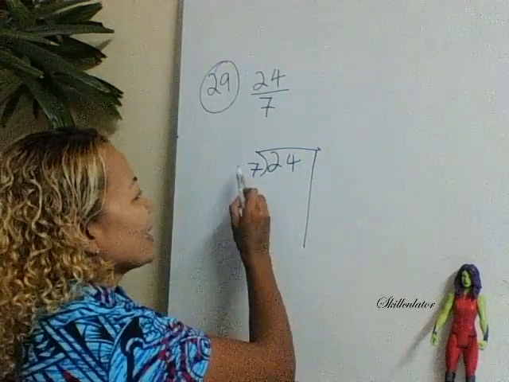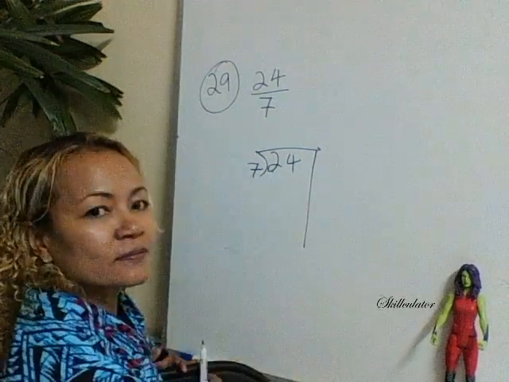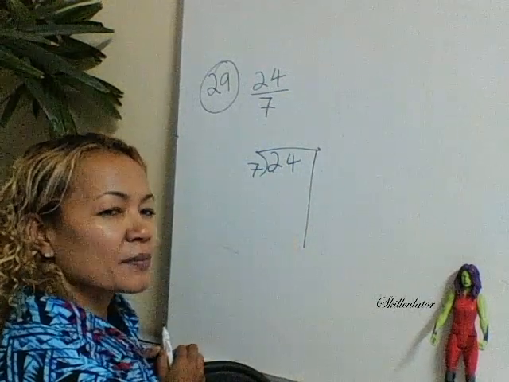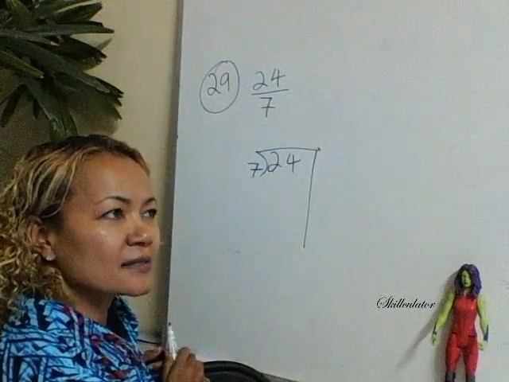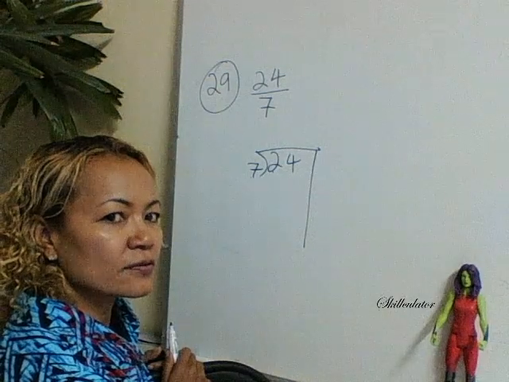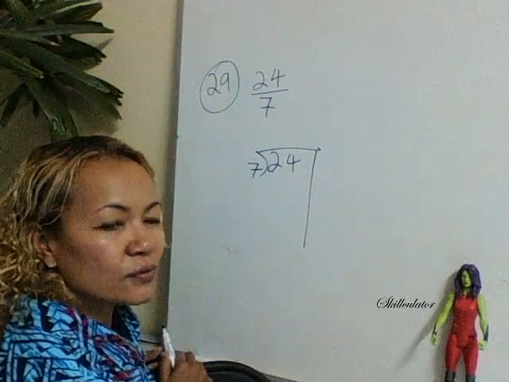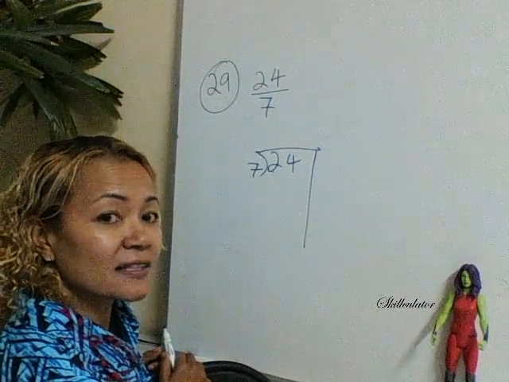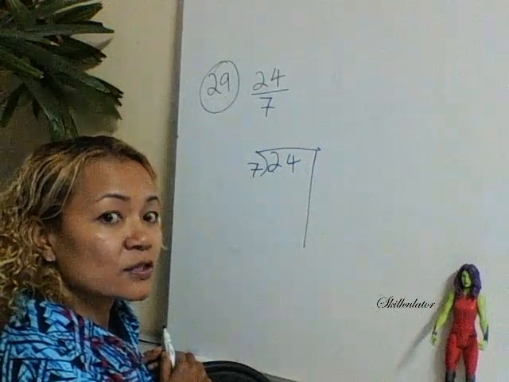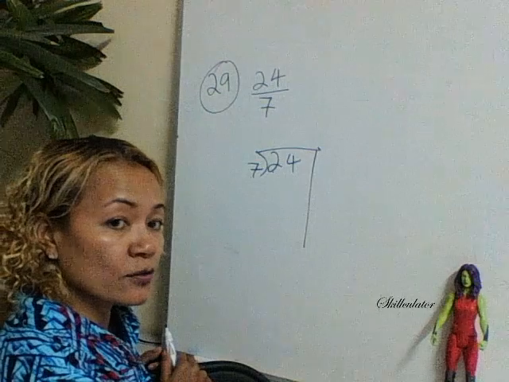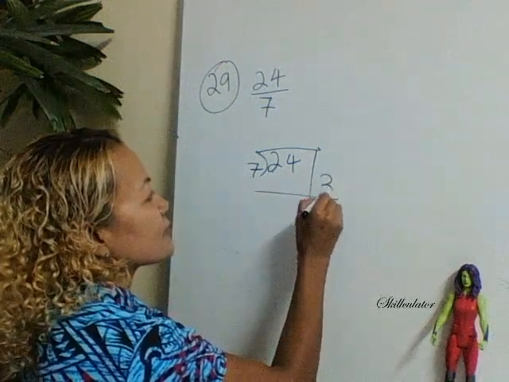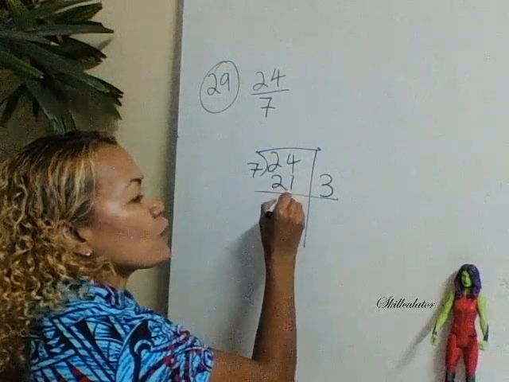Okay? Does 7 go into the 2? No. Does 7 go into 24? Yes. How many times where it's close as possible to 24? 7 2s are 14, 7 3s are 21. Okay, that's just under. 7 4s are 28, that's too much. That's over. So 7 3s are 21.